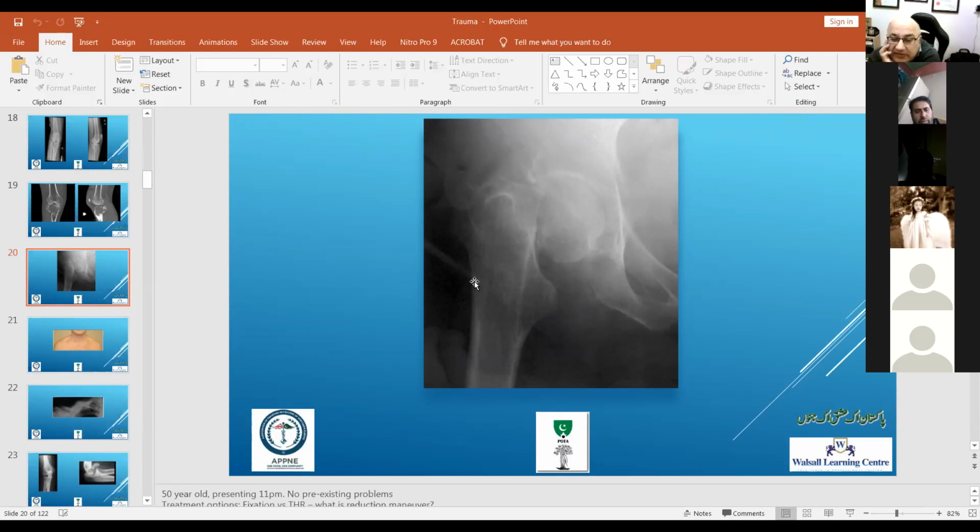What type of neck of femur is this? Do you know of any classification of neck of femurs? It's Garden classification. Okay, so what's a Garden classification? So Garden type 1 is a valgus impacted fracture.